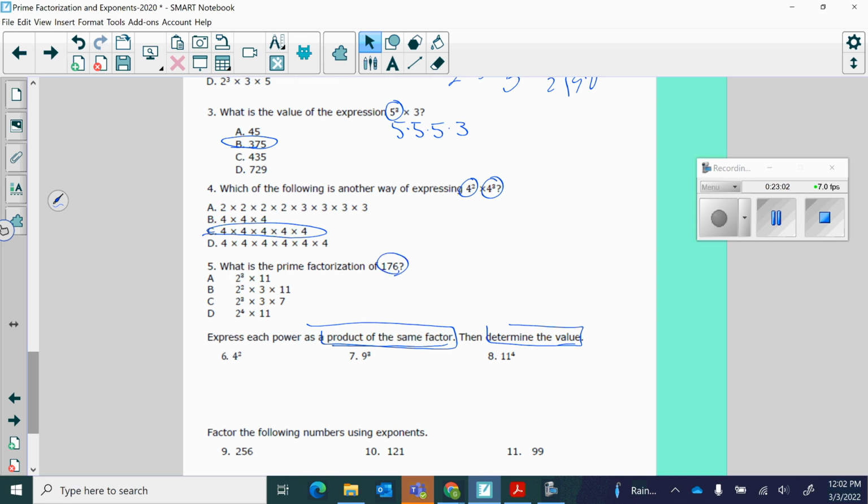Prime factorization of 176. I don't have anything I can get rid of. They have all prime numbers. So I need to actually do the math on this one. 176 divided by 2 gives me 88. 2 gives me 44. 2 gives me 22. 2 gives me 11. So I have 4 2s and an 11. 2 to the 4th times 11 is answer D.